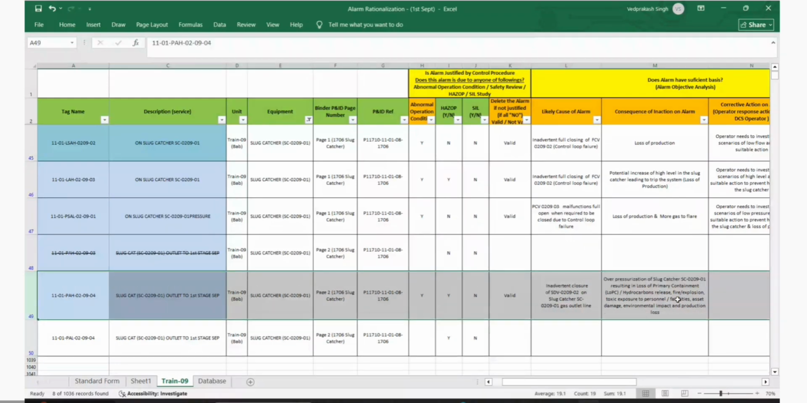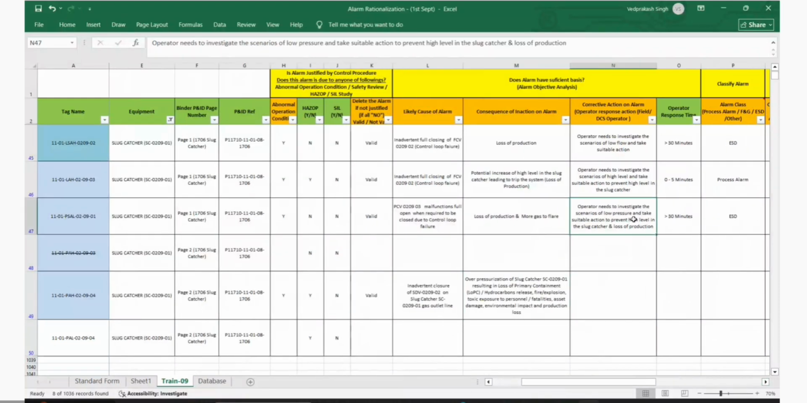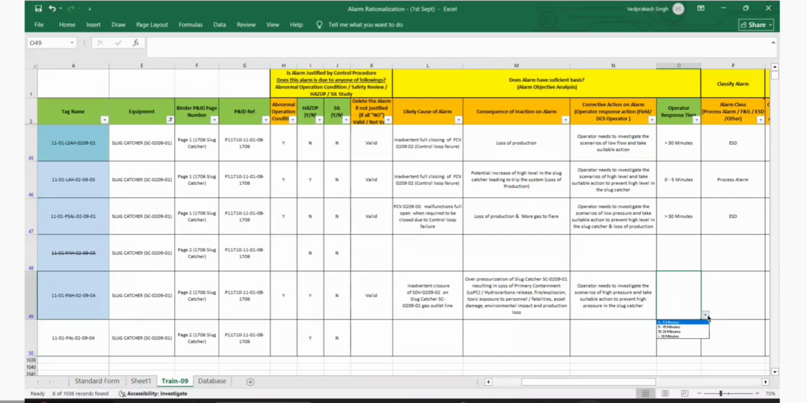Consequence of inaction, and then we say what is the operator action? Operator has to investigate, but the operator doesn't have time. Operator investigates the scenario of high pressure and takes suitable action to prevent high pressure in the slug catcher. That's it. And the response time is less than 5 minutes, right? Yes. It is again immediate.